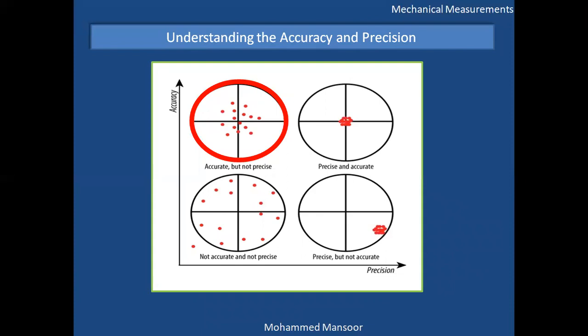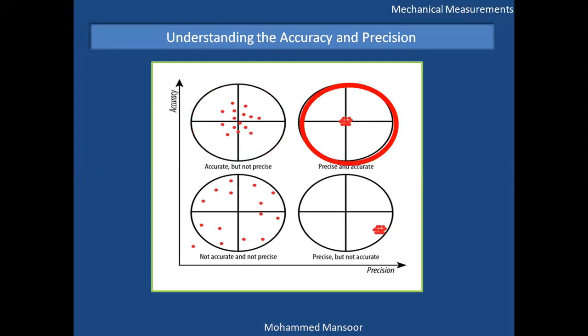They are accurate but not precise. Why are they accurate? They are accurate because they are very near to the true value, but they are not precise because the values are not close to one another. The dots which are there are not near to one another, but they are near to the true value. So we can say it is accurate but not precise.